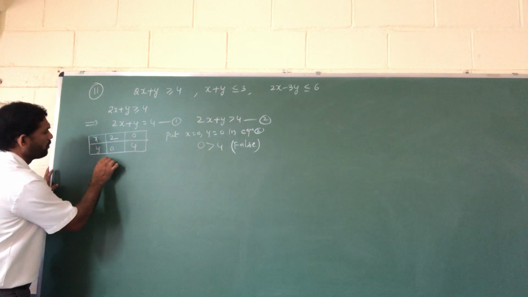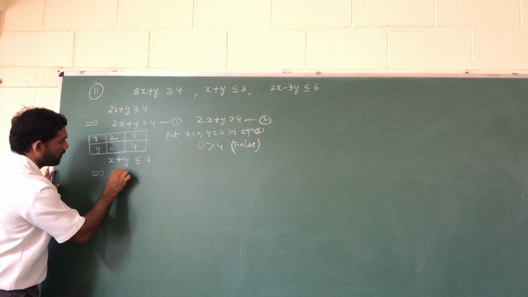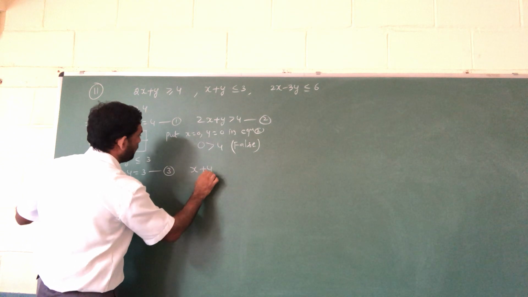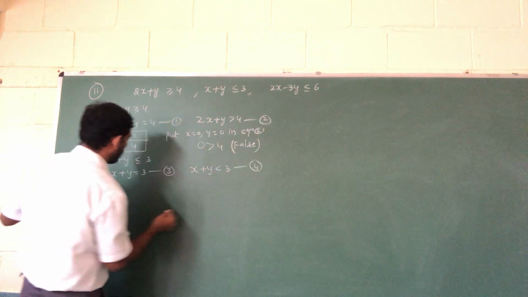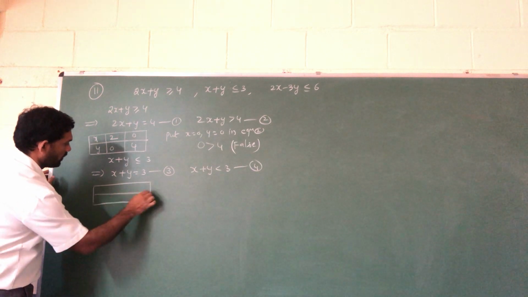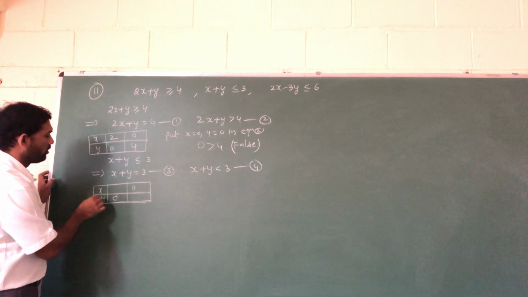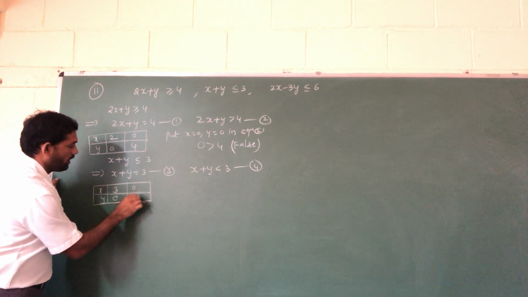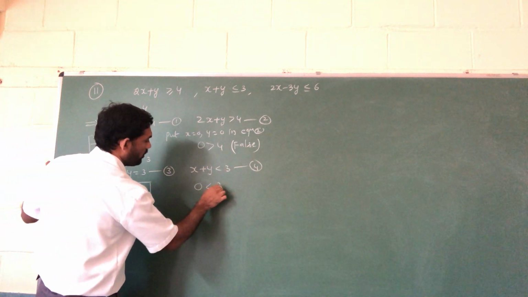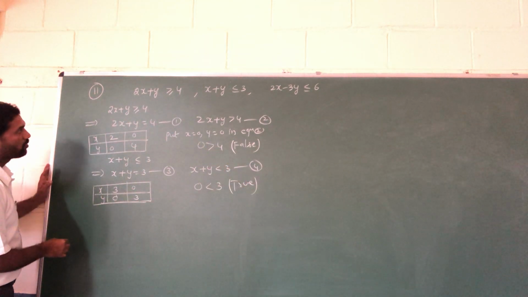Next, the second one, x plus y less than or equal to 3 implies x plus y is equal to 3. This is equation number 3. So x plus y less than 3 is equation number 4. Now take the table for this x, y. y is equal to 0, x is 3; x equal to 0, y is also 3. Substituting 0, 0 less than 3 is true.